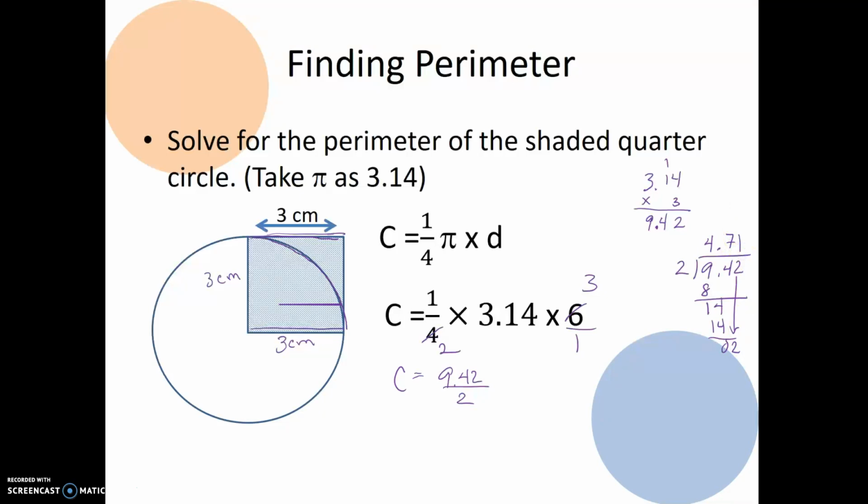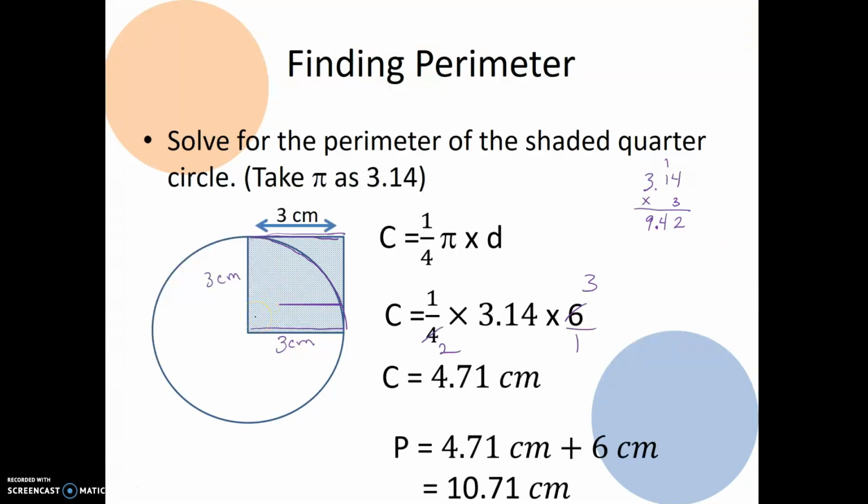Okay, so my circumference of just that one portion of the circle is going to be 4.71 centimeters. Okay, let's make this a little bit neater. So now all we need to do is add those other two little legs. So my perimeter is going to equal 4.71 centimeters plus 6. I just went ahead and added 3 plus 3, got 6, or 10.71 centimeters.